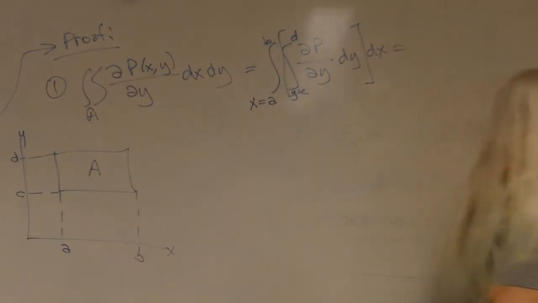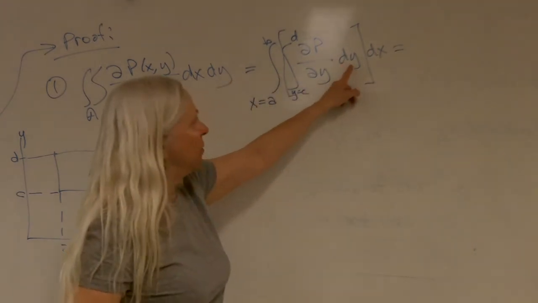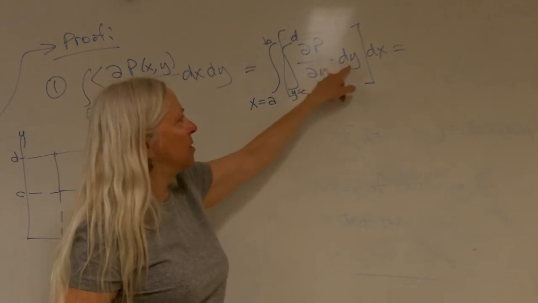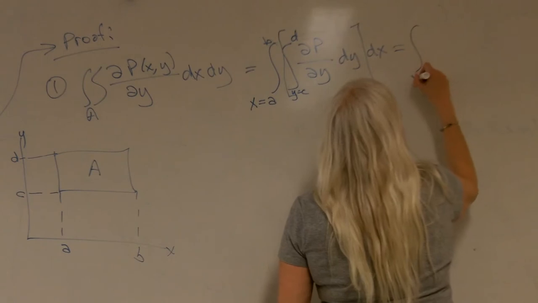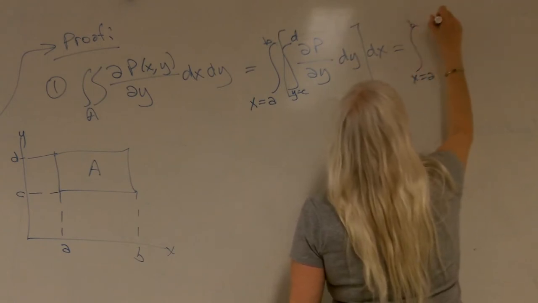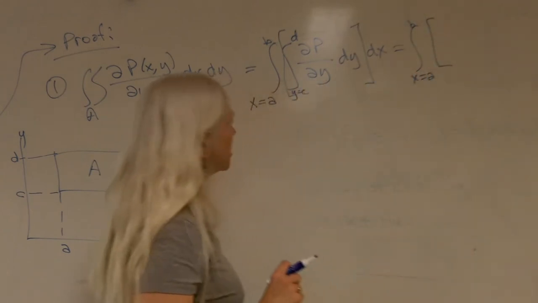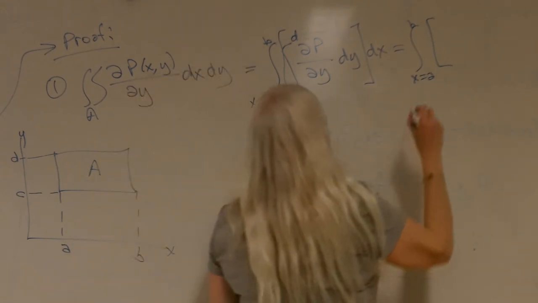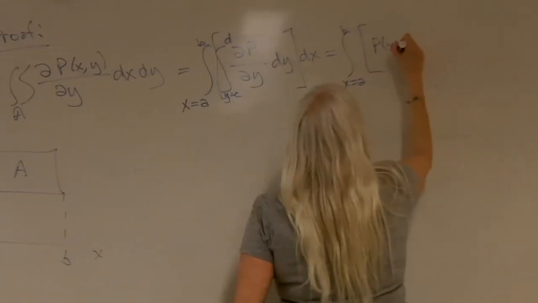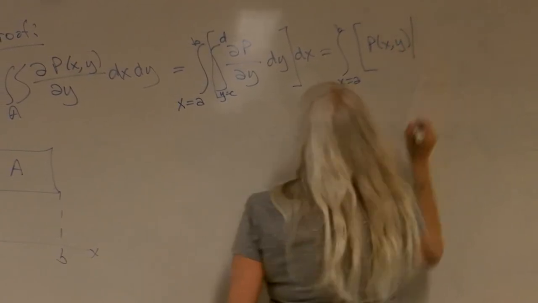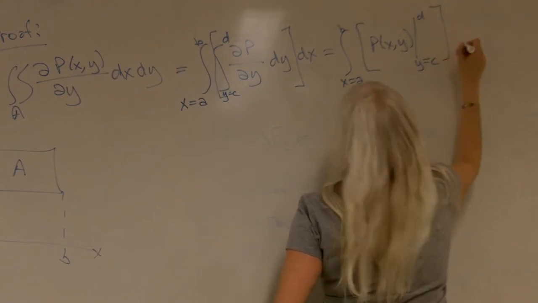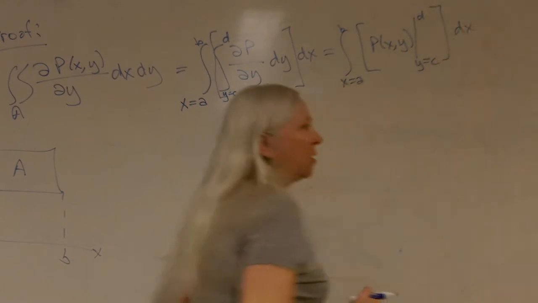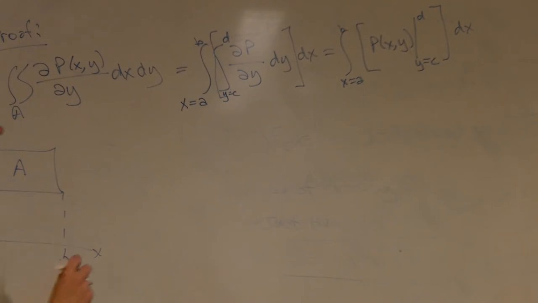Well, we're going to make a similar argument to what we did for 1 over here. In this inner integral, we're integrating over y, but there's a derivative with respect to y, so the integral just undoes the derivative. So x is still going from a to b, but now inside the square brackets, we have p of x and y. But now it's evaluated at y equals c and d, right, our limits of integration. And we've still got the outside integral with respect to x.